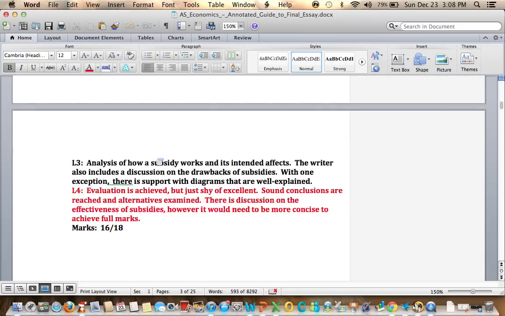L4, evaluation is achieved, and I would say it's shy of excellent. Sound conclusions are reached and alternatives examined. There is discussion on the effectiveness of subsidies, however, it needs to be more concise to achieve full marks. It read pretty well. I gave it 16 out of 18 marks. The only thing stopping it from being a full 18 is the fluidity. It seems very choppy, and there are points that aren't fully developed at times, but overall, pretty good essay, 16 out of 18 marks.